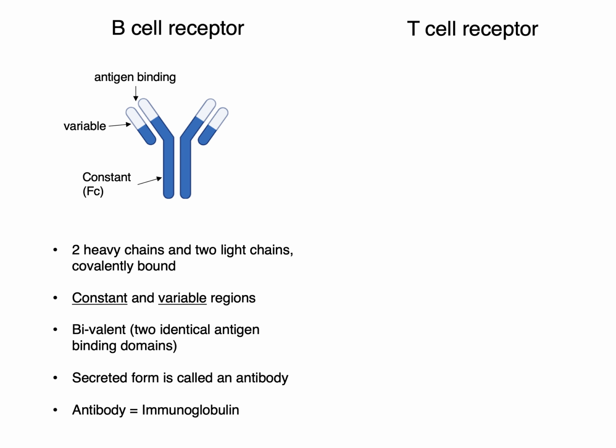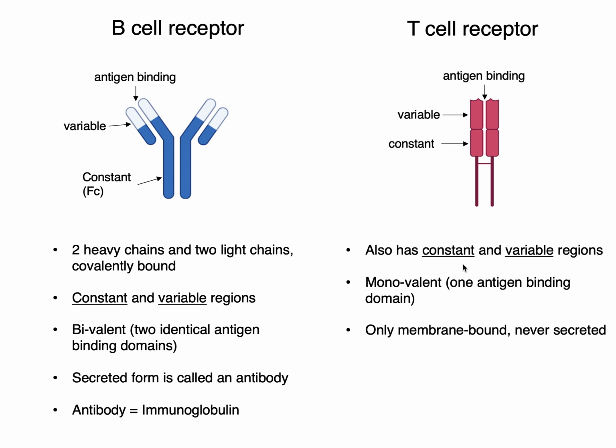The B cell receptor is composed of two heavy chains and two light chains. These are covalently bound. There is a constant region, sometimes referred to as the Fc or constant fragment region, as well as a variable region that binds to antigen. This B cell receptor is bivalent, meaning it has two antigen binding sites, and in secreted form is called an antibody. Sometimes this antibody is referred to as immunoglobulin. The T cell receptor also has a constant and variable region, but only has one antigen binding site, or in other words, is monovalent. It is only membrane bound and is never secreted.